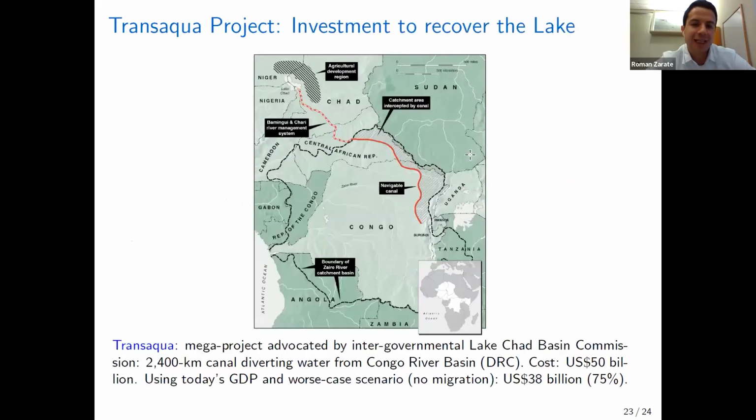And just to conclude, there is a big, ambitious project called the Transaqua project, in which the governments in Chad are trying to divert the water from the Congo River Basin to recover the lake. And this is a very expensive project. The total cost of the project is around $50 billion. And we estimate what would be the best scenario in which we can get the benefits for recovering the lake. We approximate that this is going to generate benefits of around $38 billion, which is only 75% of the cost. So from an economic point of view, it is not going to cover the cost. If you ask us for our advice, we would say this project may generate some losses.